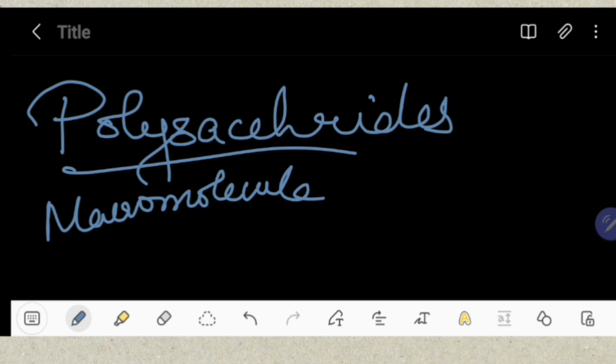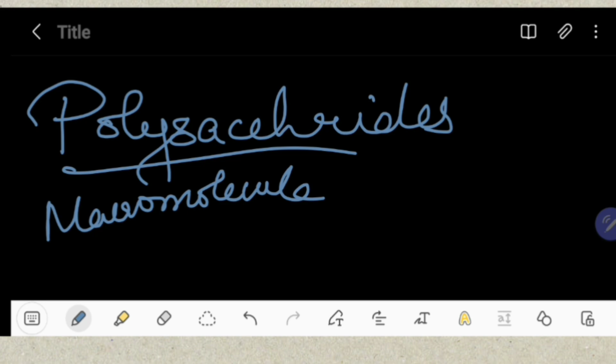Now talking about polysaccharides. Polysaccharide means it is a macromolecule formed by the polymerization of monosaccharides. Isn't it? Many monosaccharides being combined together form polysaccharides. So examples are cellulose, chitin, starch, and glycogen, all examples of polysaccharides. Many units of monosaccharides come together to form a polysaccharide.